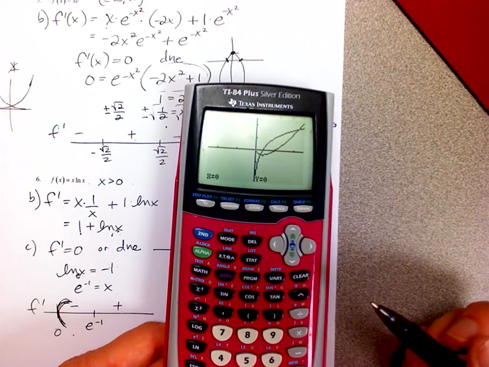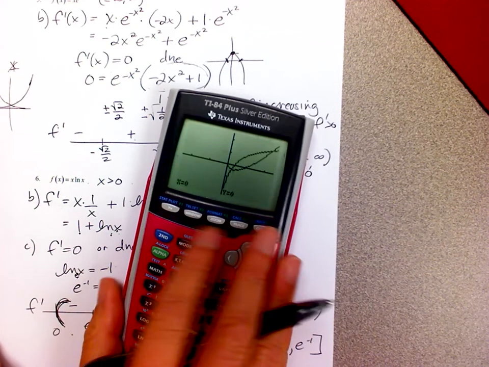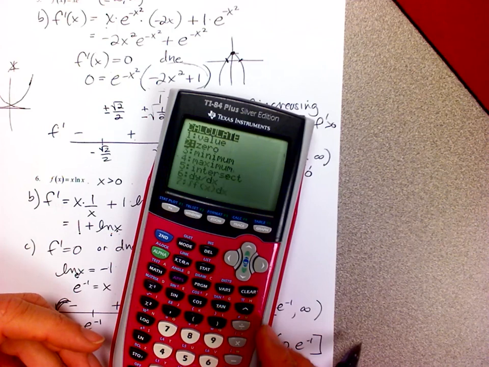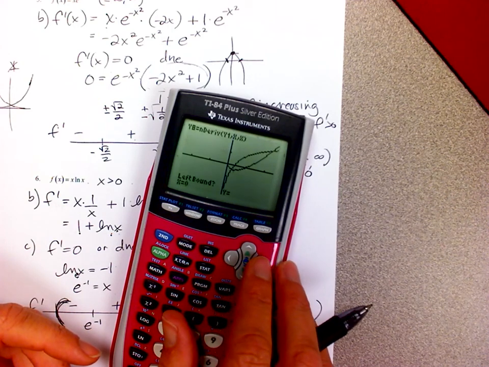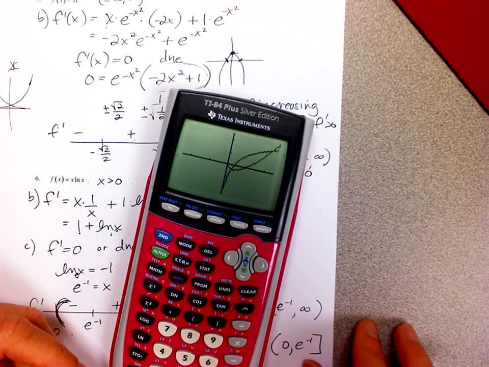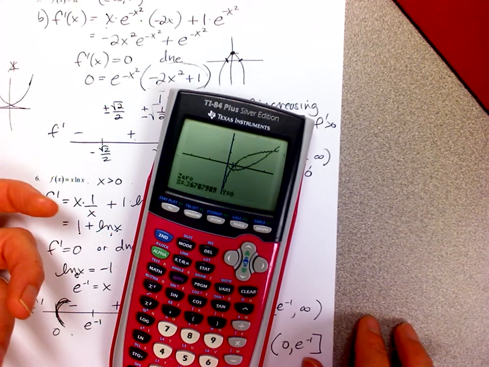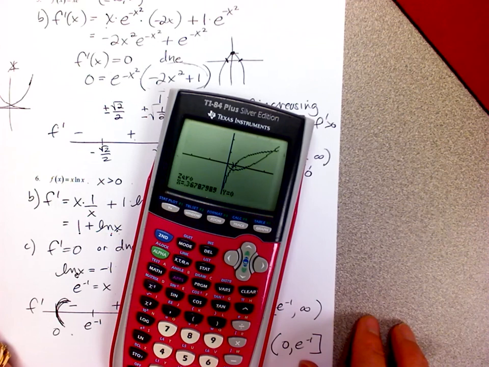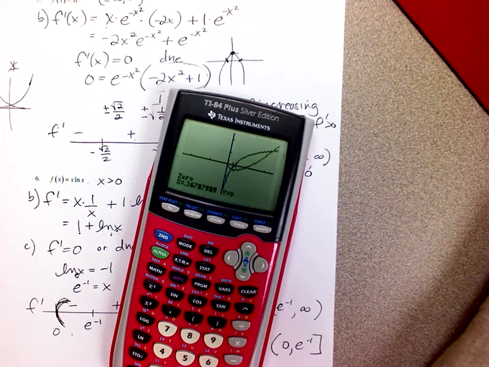Okay, and if you just wanted to test me, go ahead and calculate the 0 on that derivative function. And you will get 0.367, which is e to the -1. Okay, we got a couple more examples, so make sure you come back.